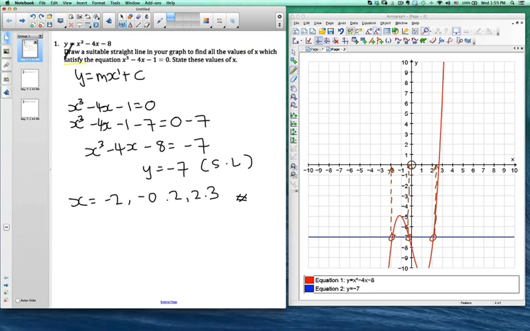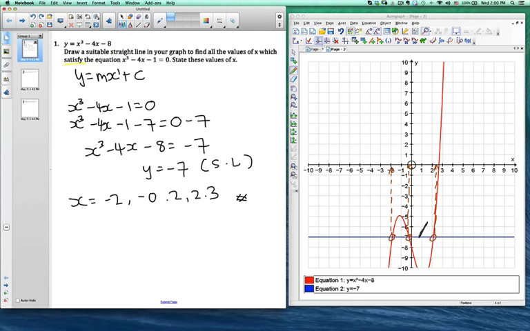Every time in part C, he will give you one equation like this: x cubed minus 4x minus 1 equals 0. And then he asks you to find all the values of x which satisfy the equation. Satisfy means it must have exactly the same thing inside this equation, so I change it to the same as this one, x cubed minus 4x minus 8. But if I minus 7 here, I have to minus 7 on the other side. Then after you get exactly the same, you change this one to y, because we know the equation of the straight line must be y equals to something. So y equals -7, and you draw the line y equals -7.